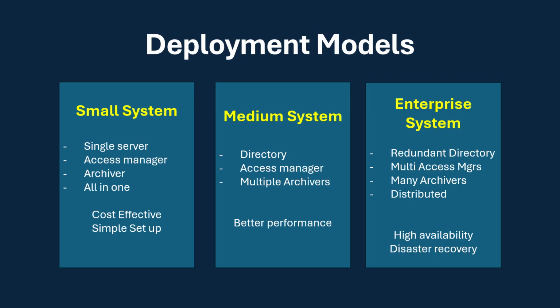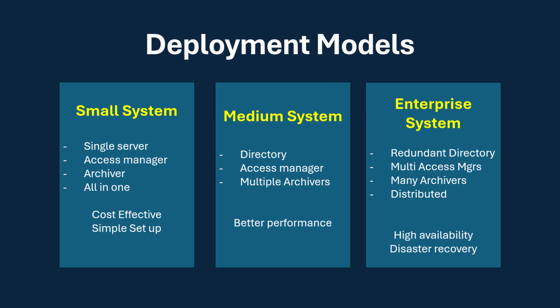Genetec architecture scales from small to very large. Here are common deployment models. So we have the small systems. All roles are on a single server. The Directory, Access Manager, and Archiver all on one Windows server. This is simple and cost effective. It works great for small sites.